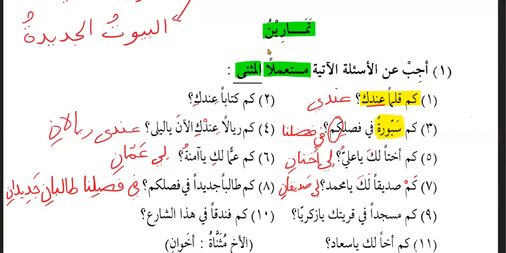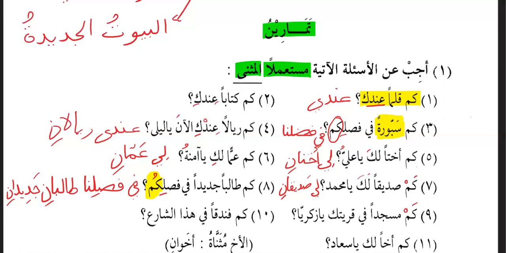طيب، ما معنى الجملة؟ كم طالبا جديدا في فصلكم؟ How many new students are in the classroom? Are in your classroom. في فصلكم is plural. نعم جمع. Are in your classroom. And he says في فصلنا طالبان جديدان. نعم. In our classroom there are two new students.